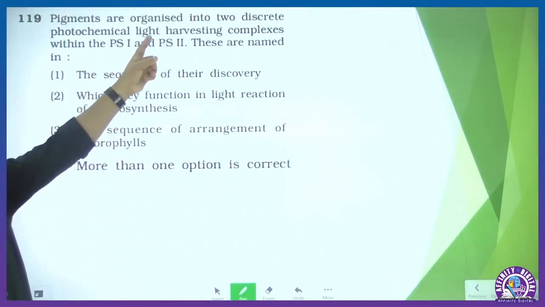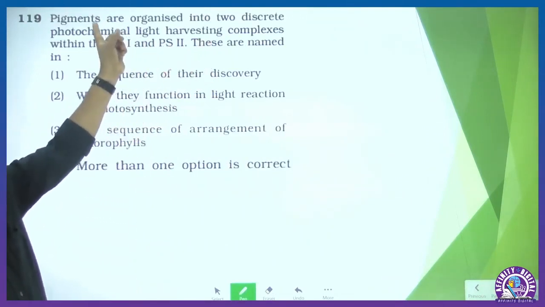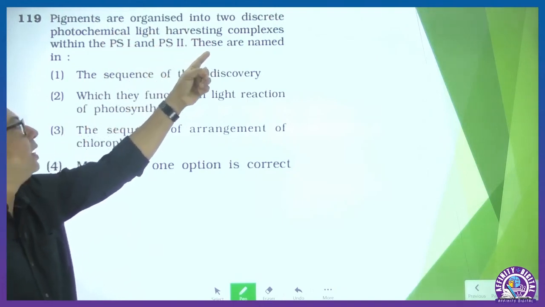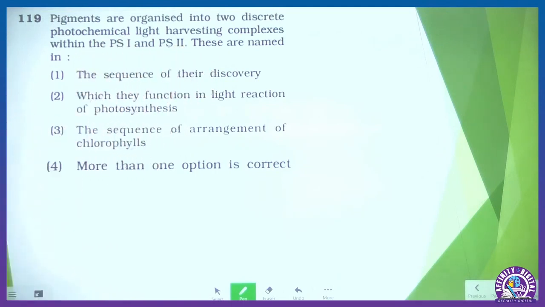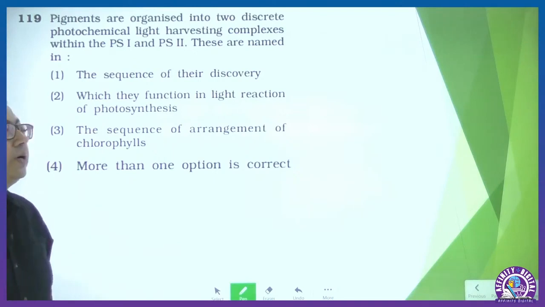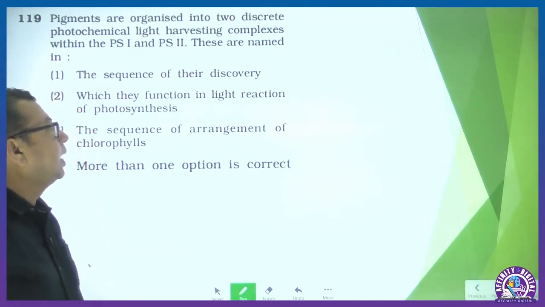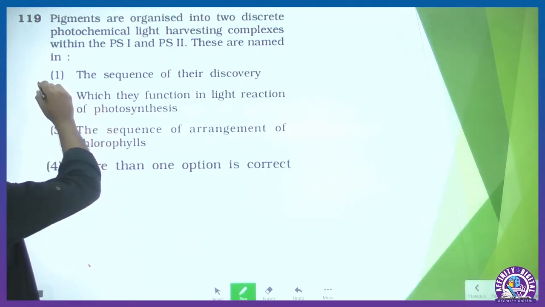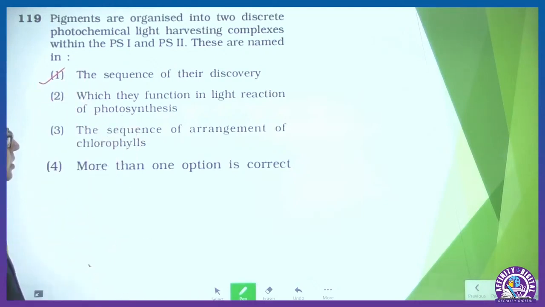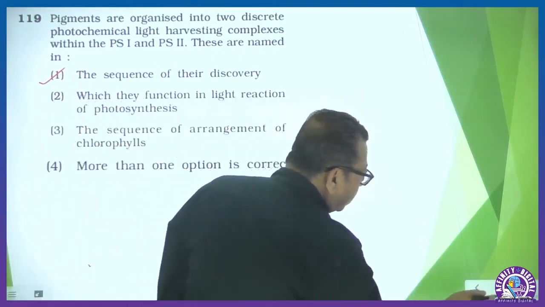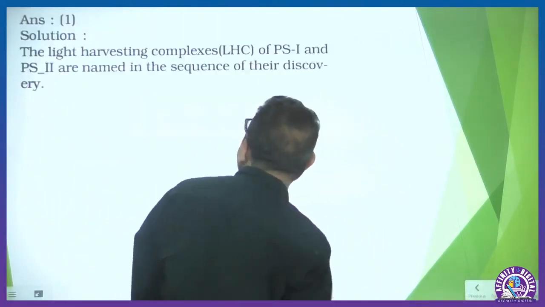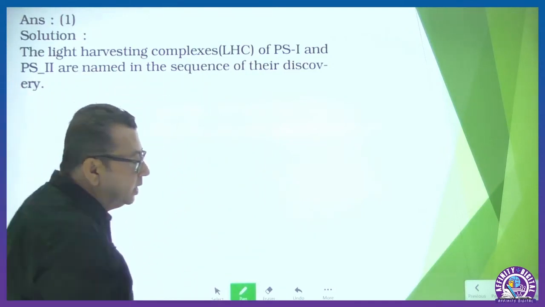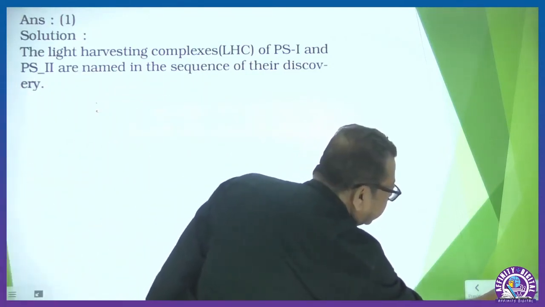Next, this is a question on photosynthesis. Pigments are organized into 2 discrete photochemical light harvesting complexes within photosystem 1 and 2. Ye jo light harvesting complex hai, photosystem 1 and 2 ka, they are named as PS1 and PS2 kyun bolta hai? Based on the sequence of their discovery, not because of this. So answer for this particular question is again option number 1. The light harvesting complexes of PS1 and PS2 are named in the sequence of their discovery.